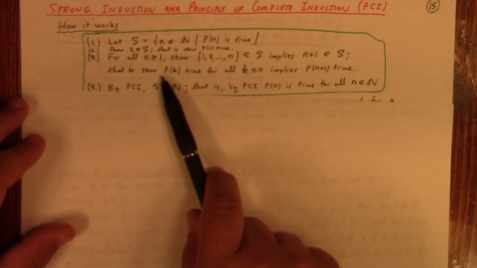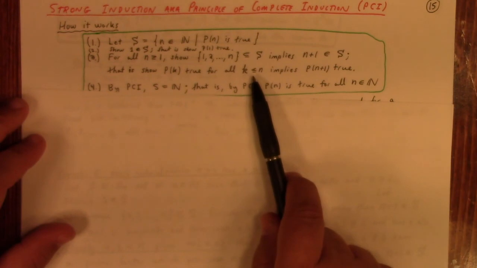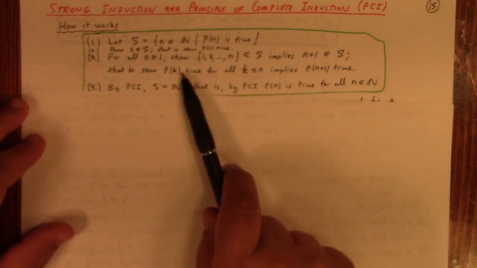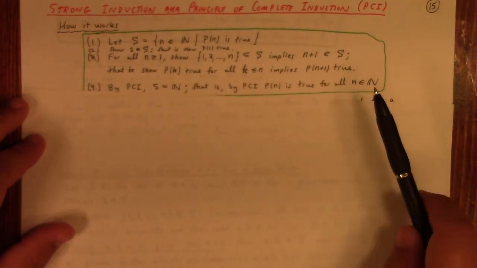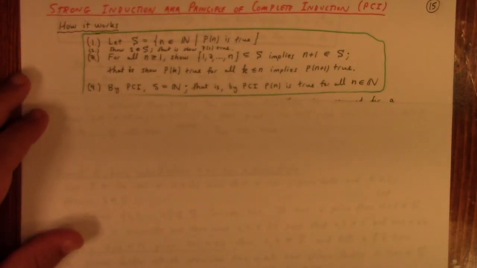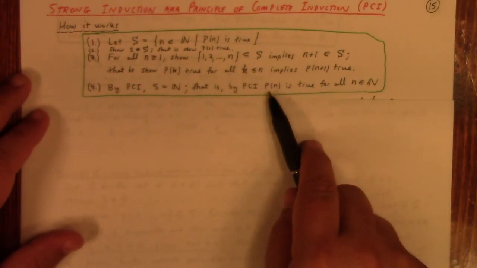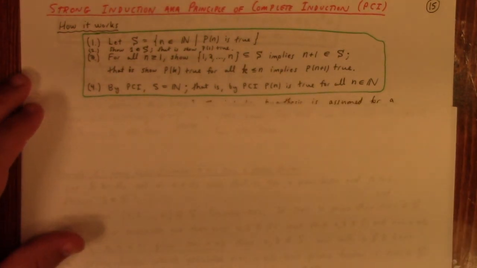Then assume that the proposition is true for all values from 1 all the way up to n. And then you want to get from that data that n plus 1 is true. And if you can do that, then you can conclude by proof by complete induction that this inductive statement is true for all n.